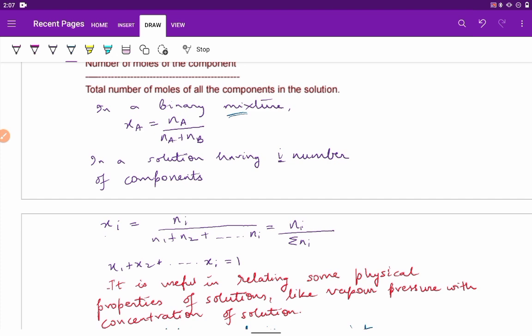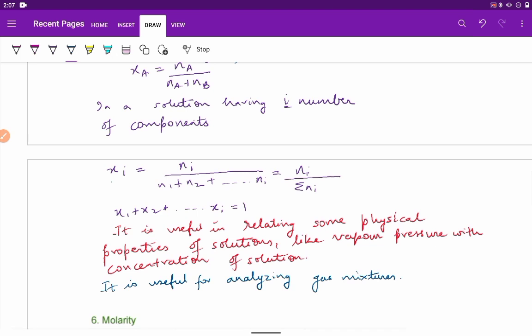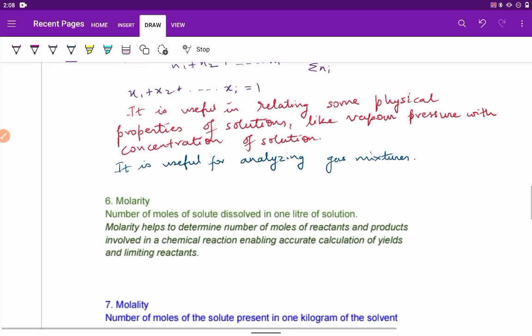And if we add all the mole fractions of all the components in the solution, we get 1. So x1 plus x2 up to xi equals 1. This is very useful in relating some physical properties of solutions like vapor pressure with concentration of the solution. It is also useful for analyzing gas mixtures.